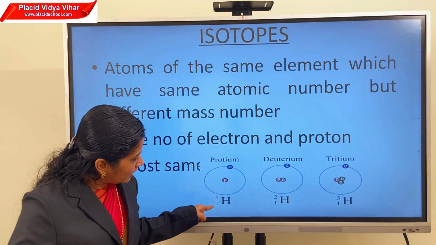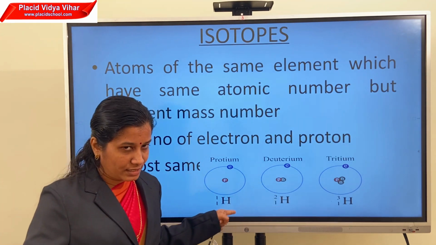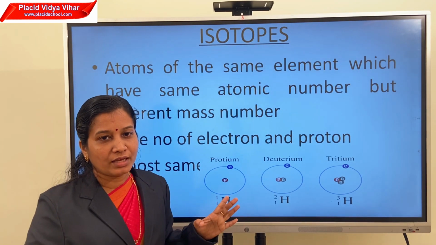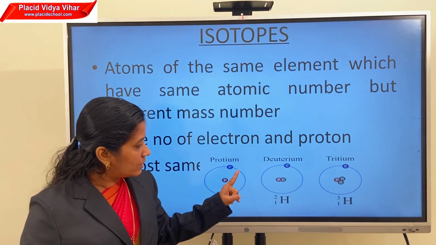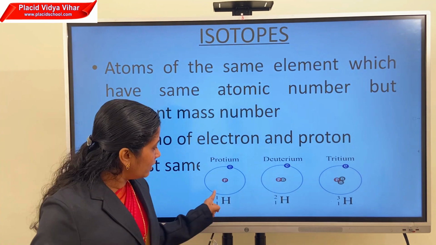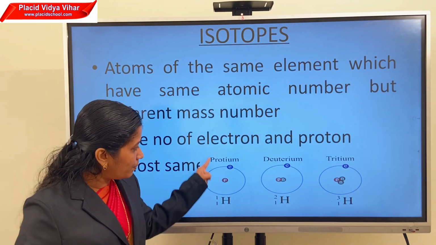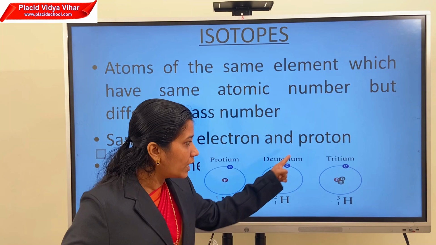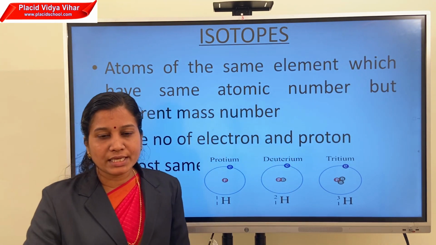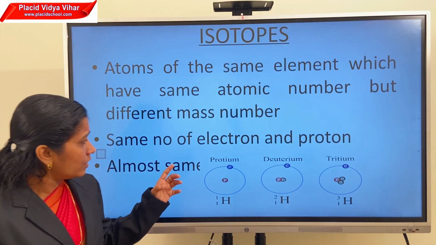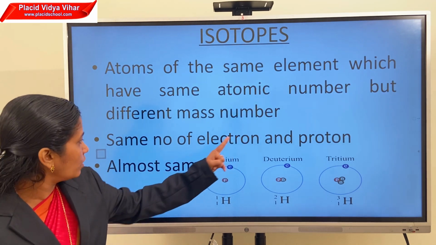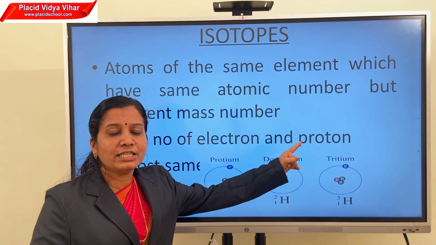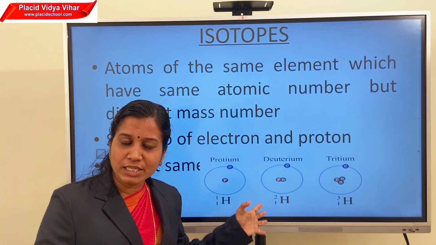So here in all the 3 cases, you can see the atomic number of this hydrogen is same. Atomic number 1. So same element. Then what about the mass number? In protium, mass number is 1. In deuterium, mass number is 2. And in tritium, mass number is 3. Then what is the property? Same number of electron and proton. So these are the neutral species.